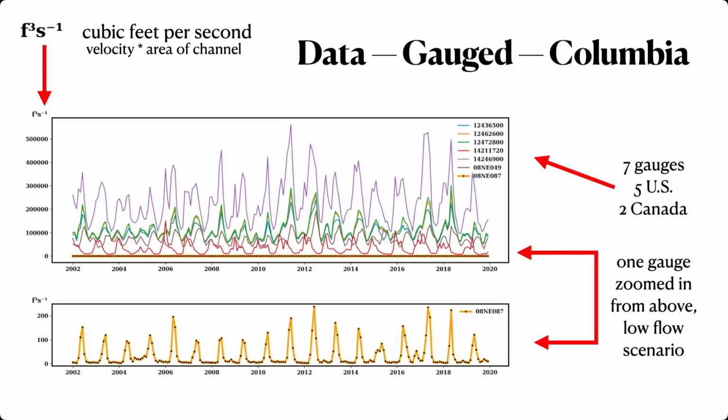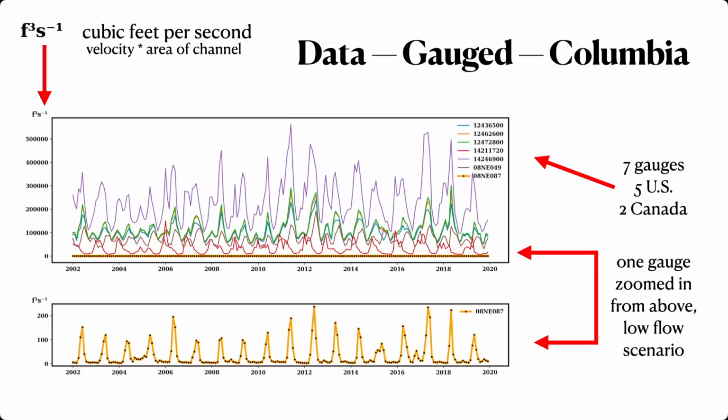With the Columbia Basin, we were able to get 7 continuous measurements from 2002 to 2020. 5 of them from the United States, 2 of them from Canada, and as you can see, one of the Canadian bases is of a relatively low flow.